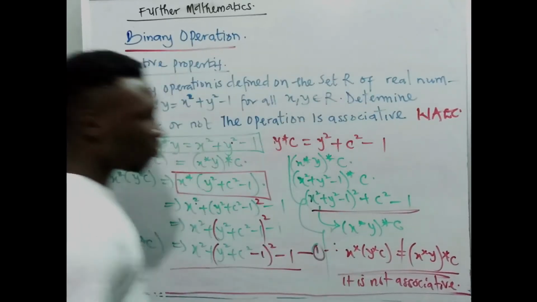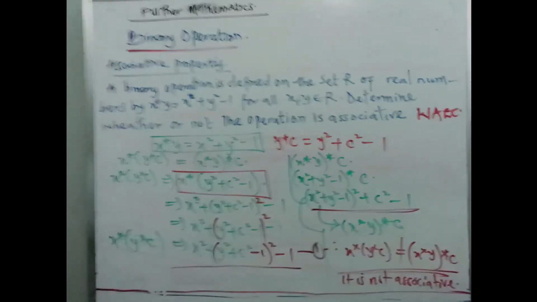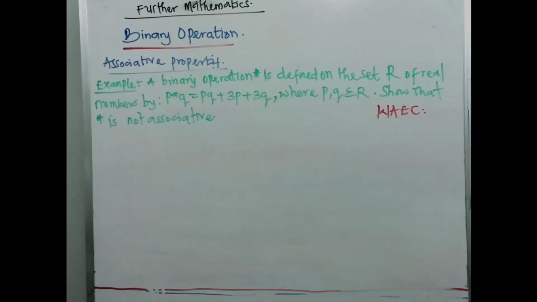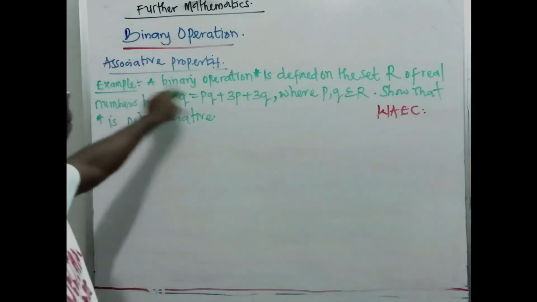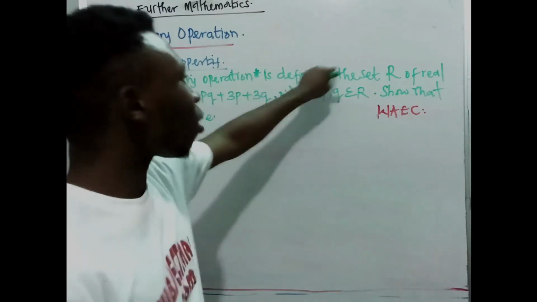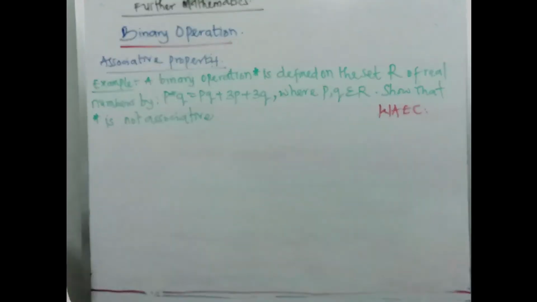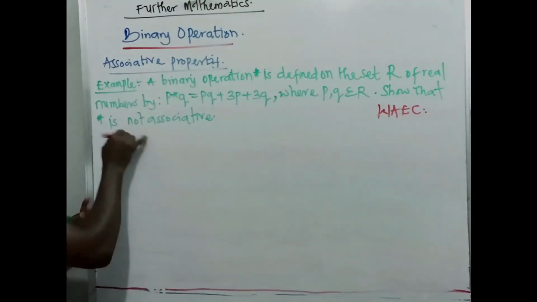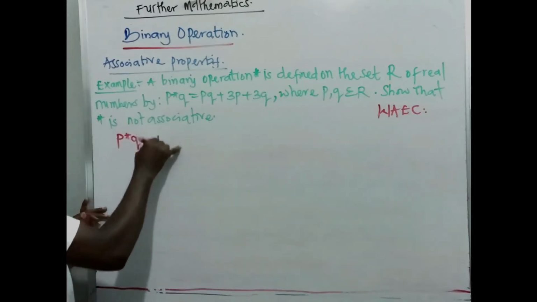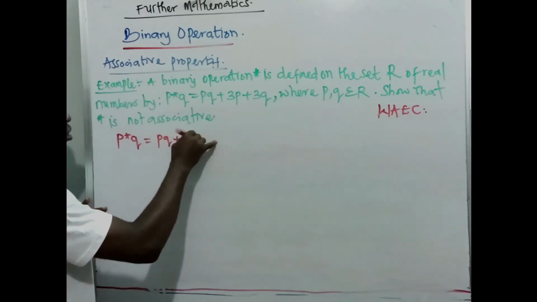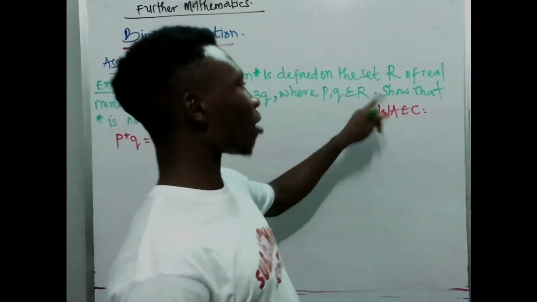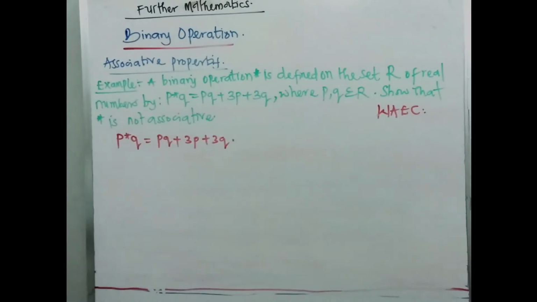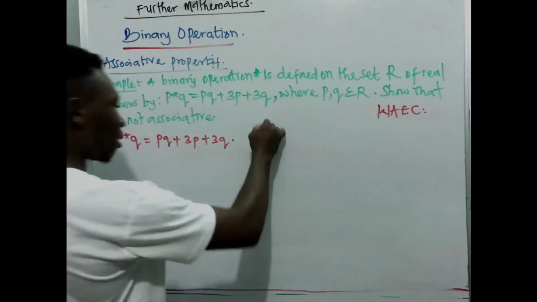It is not associative, and that becomes the final answer. Now, pay close attention to this question. I'm taking another example here so as to buttress my point. A binary operation asterisk is defined on the set R of real numbers by P asterisk Q is equal to PQ plus 3P plus 3Q, where P, Q is in R. Show that asterisk is not associative.